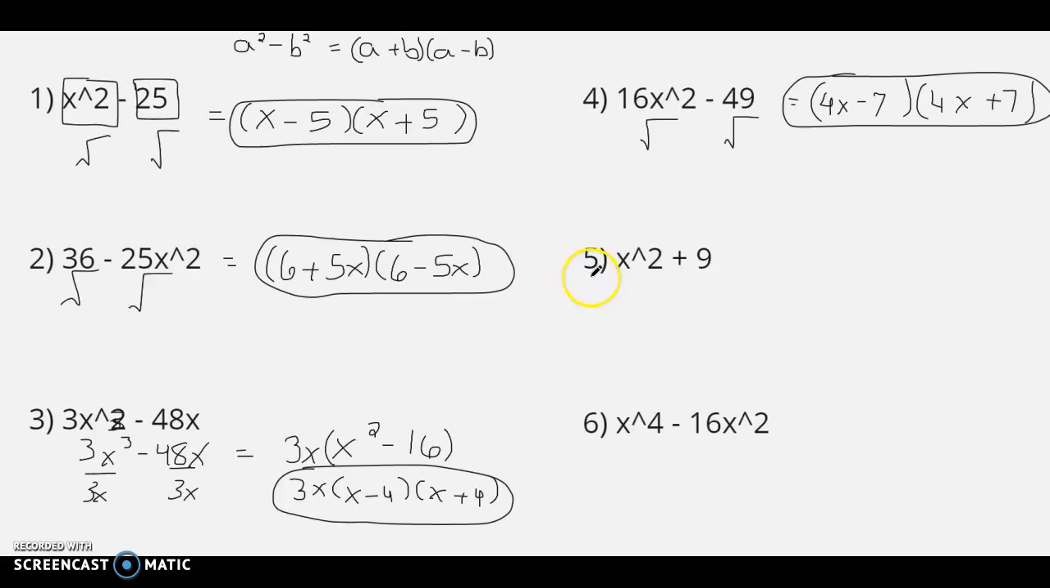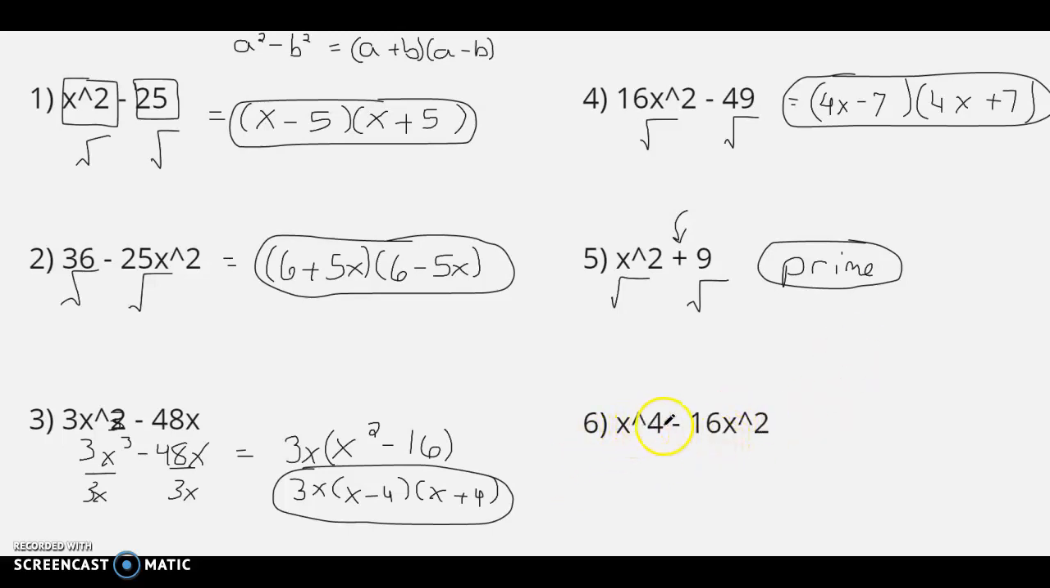Now, look at number 5, x squared plus 9. Yes, those are perfect squares, but notice it's a sum, it's an addition. We cannot factor that, so we say it is prime. Similar to a prime number, its only factors are one and itself. If a polynomial cannot be factored, you call it prime.